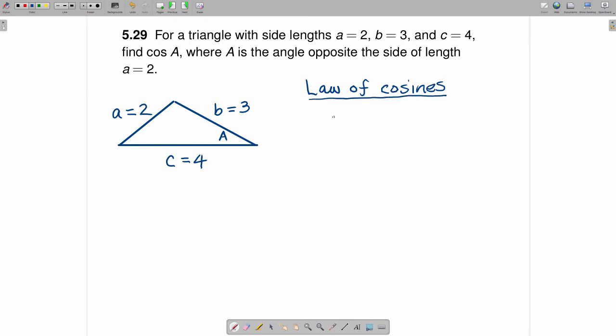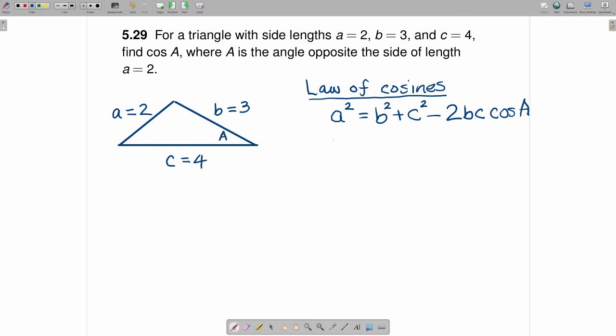And the law of cosines states the following. a squared is equal to b squared plus c squared minus 2bc times the cosine of the angle A. Now, this law of cosines applies to all triangles, not just right triangles. So you can see this is not a right triangle, yet we can still find the cosine of A in this case. Let's plug the numbers in.